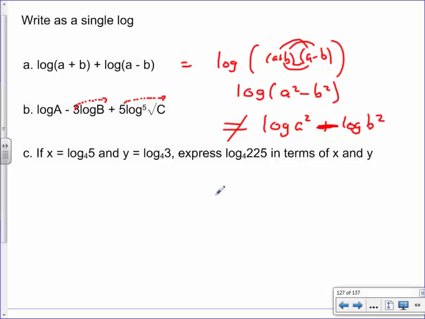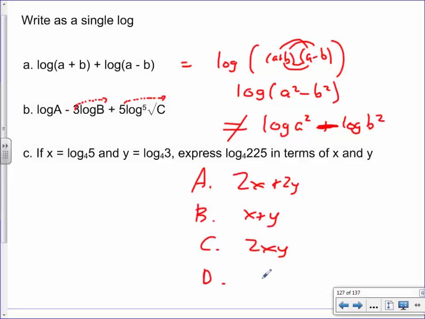We're going to try to write this guy in terms of x and y. I don't remember what the answers were for multiple choice, but I think it might have been, say, A: 2x plus 2y. B might have been x plus y. C might have been 2xy. And D might have been, I don't know, x squared plus y squared.